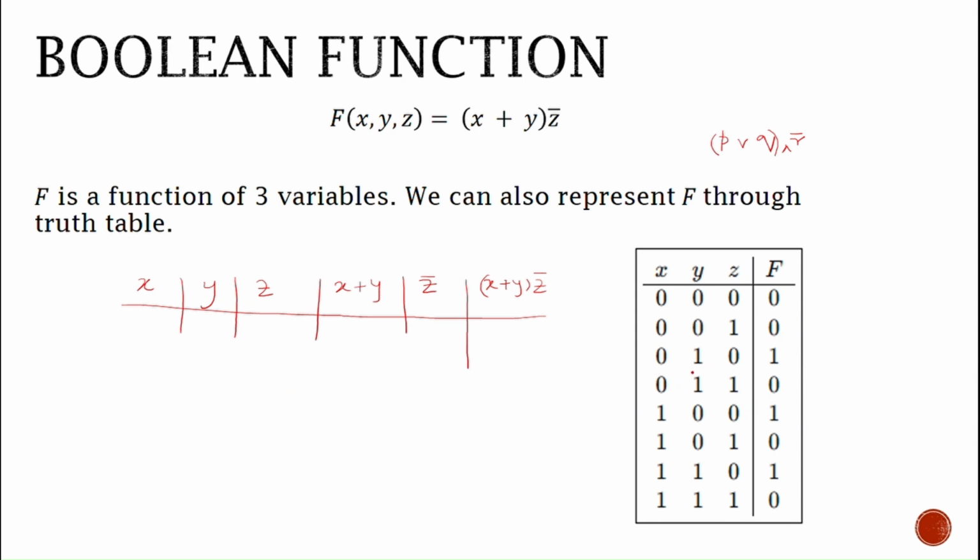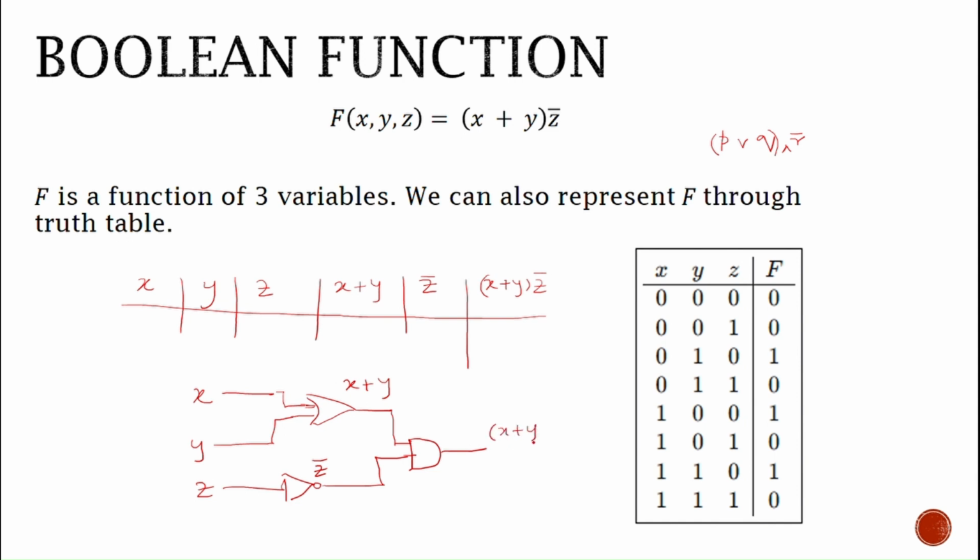So this also shows the working of this function as a Boolean circuit. Let's suppose we have an x value, a y value, and a z value. Then these two variables are joined with the OR operator like this. And then this, after taking the inversion, is joined with the help of an AND gate. So the output of this is x plus y, negation or complement of z, and this becomes (x plus y) into z prime.